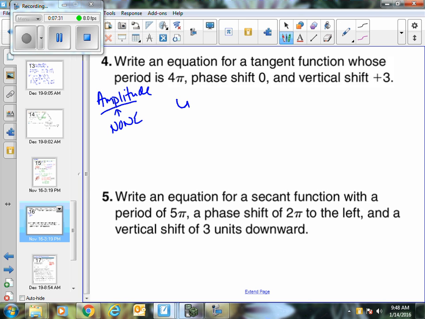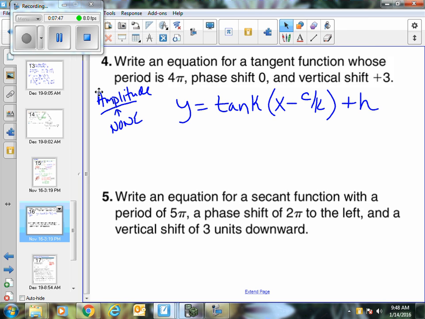So when we write our equations for this, they're not even going to have you deal with an A value because technically there's no amplitude. K comes next, then parentheses if you have a phase shift, and then our vertical shift. So just kind of some reminders here. So the K, the C over K, that's your phase shift.